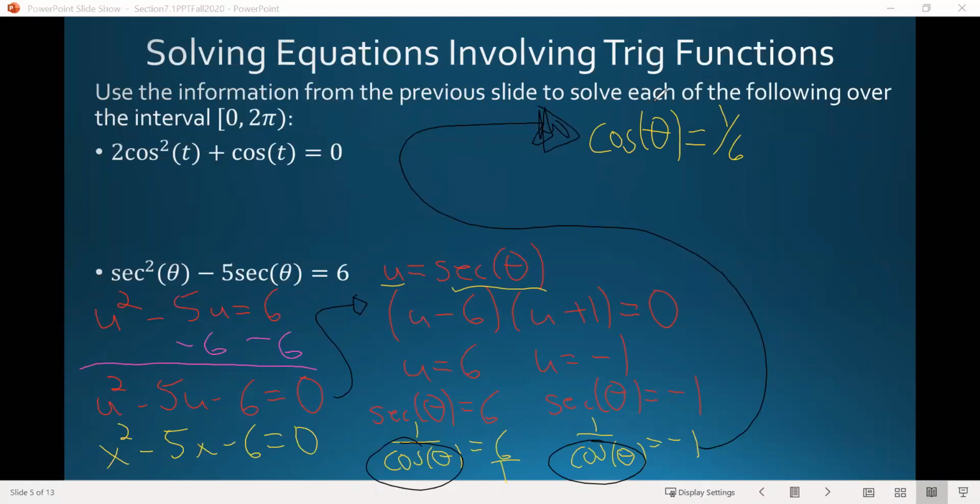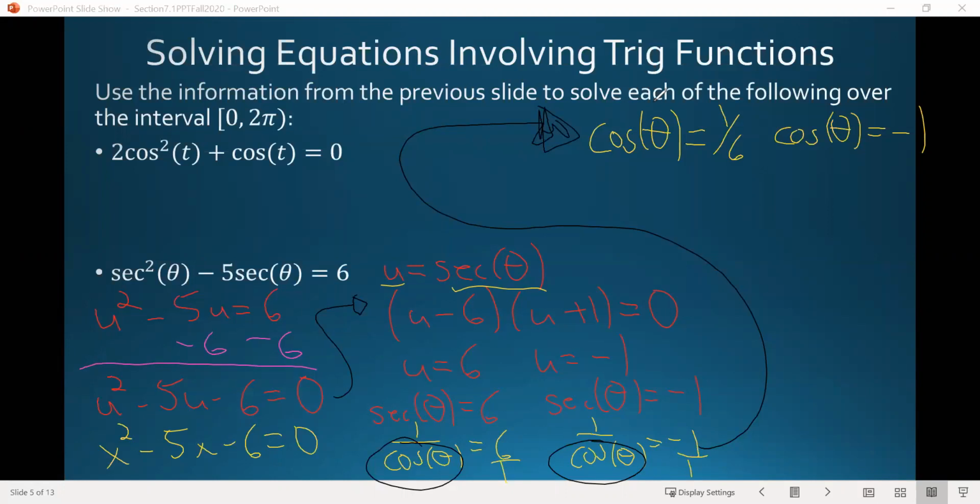And then we do the same with the right-hand one. So 1 over cosine of theta just becomes cosine of theta over 1, or just cosine of theta. And then negative 1, we can make negative 1 over 1, but when we flip that over, it's still 1 over negative 1, which is the same as negative 1. And then again, from chapter 6, we know how to solve these. So cosine of theta equals 1/6. We have to use our calculators and inverse cosine.